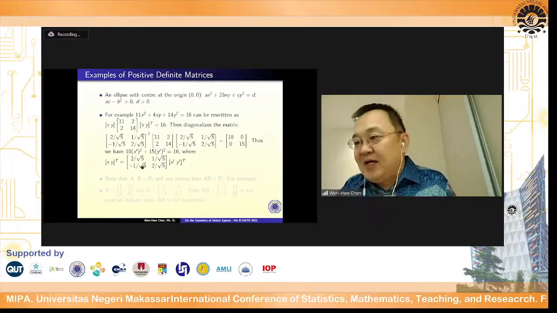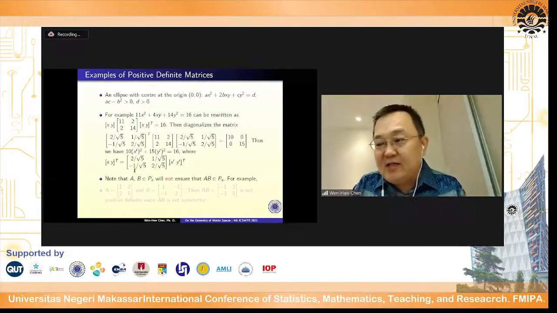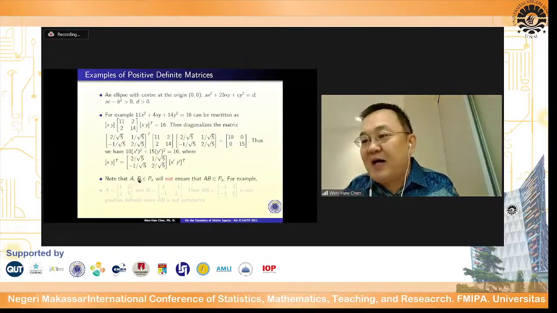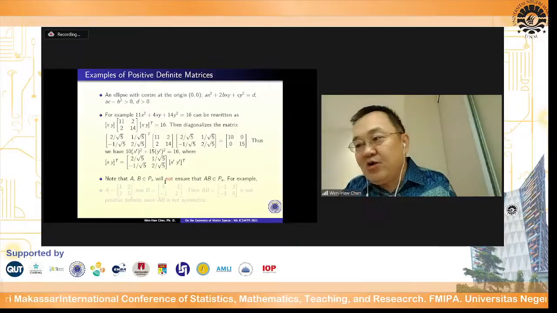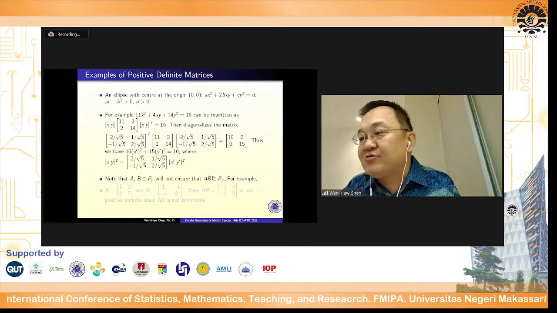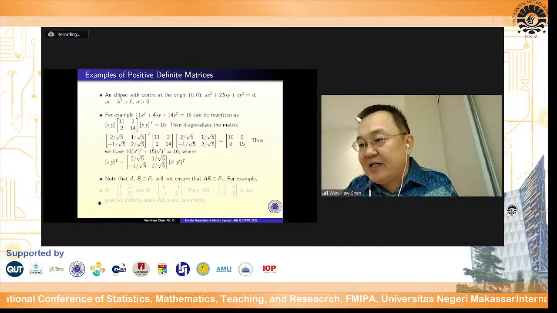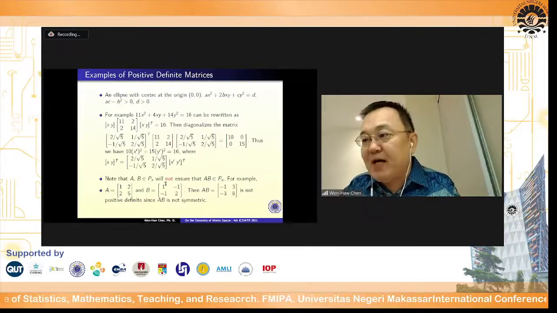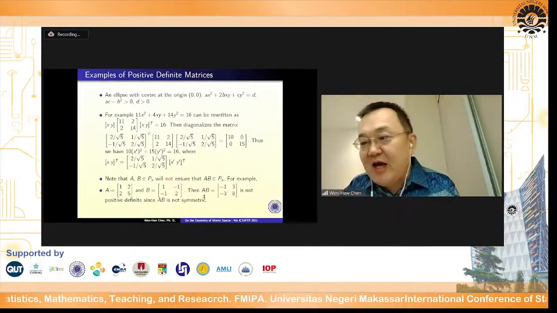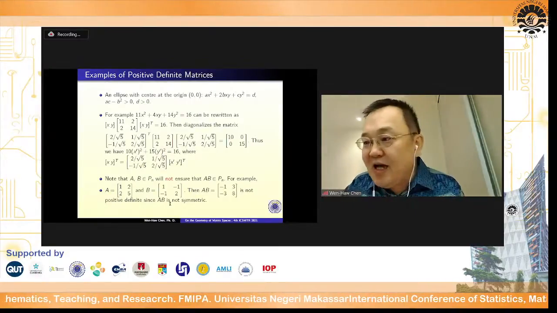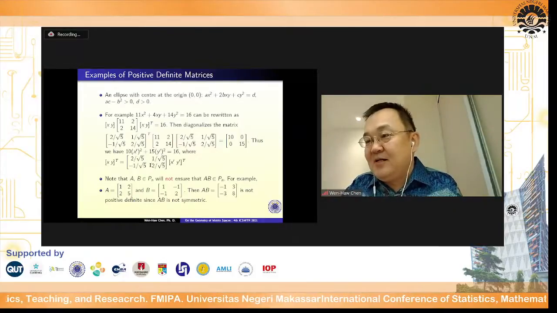Yeah, use this. And a very important point is that if we have two positive definite matrices, it does not ensure that the product of these two matrices is still positive definite. So just like this, if A is this matrix and B is this matrix, we know these two matrices are both positive definite, but the product AB is not positive definite. The reason is that AB is not symmetric.